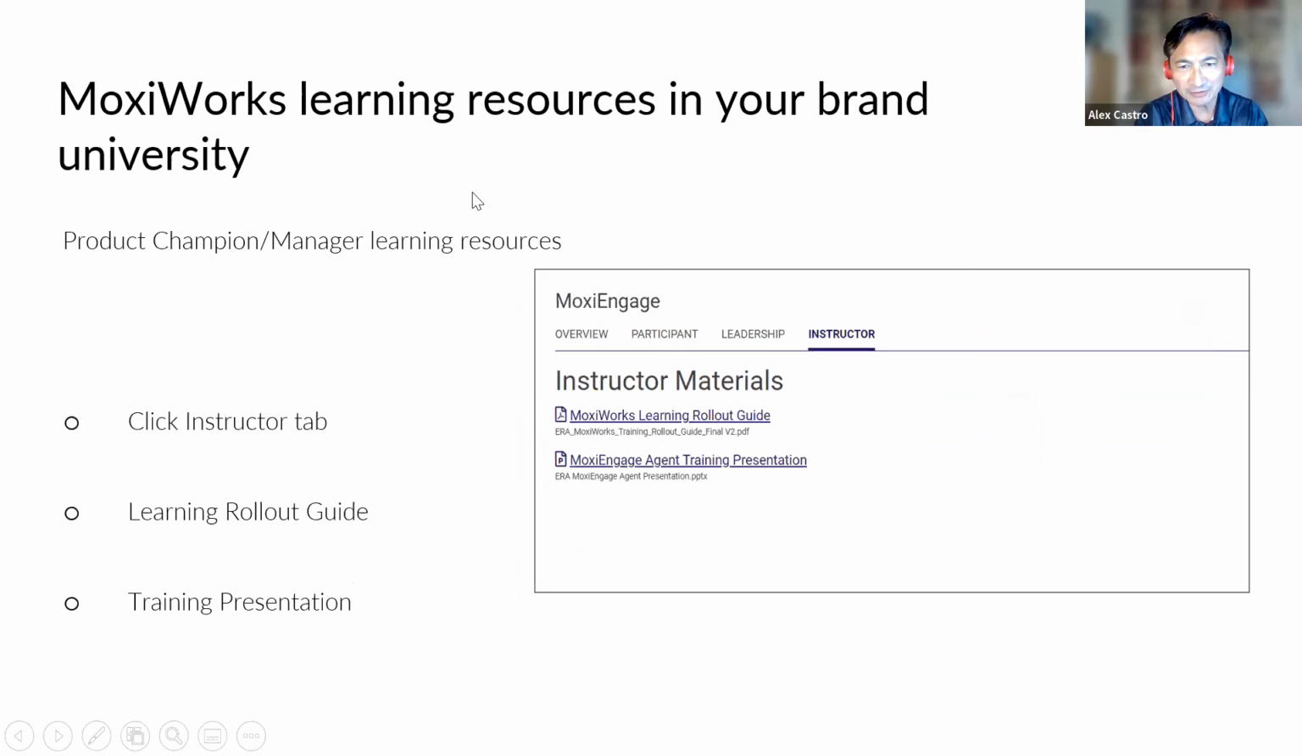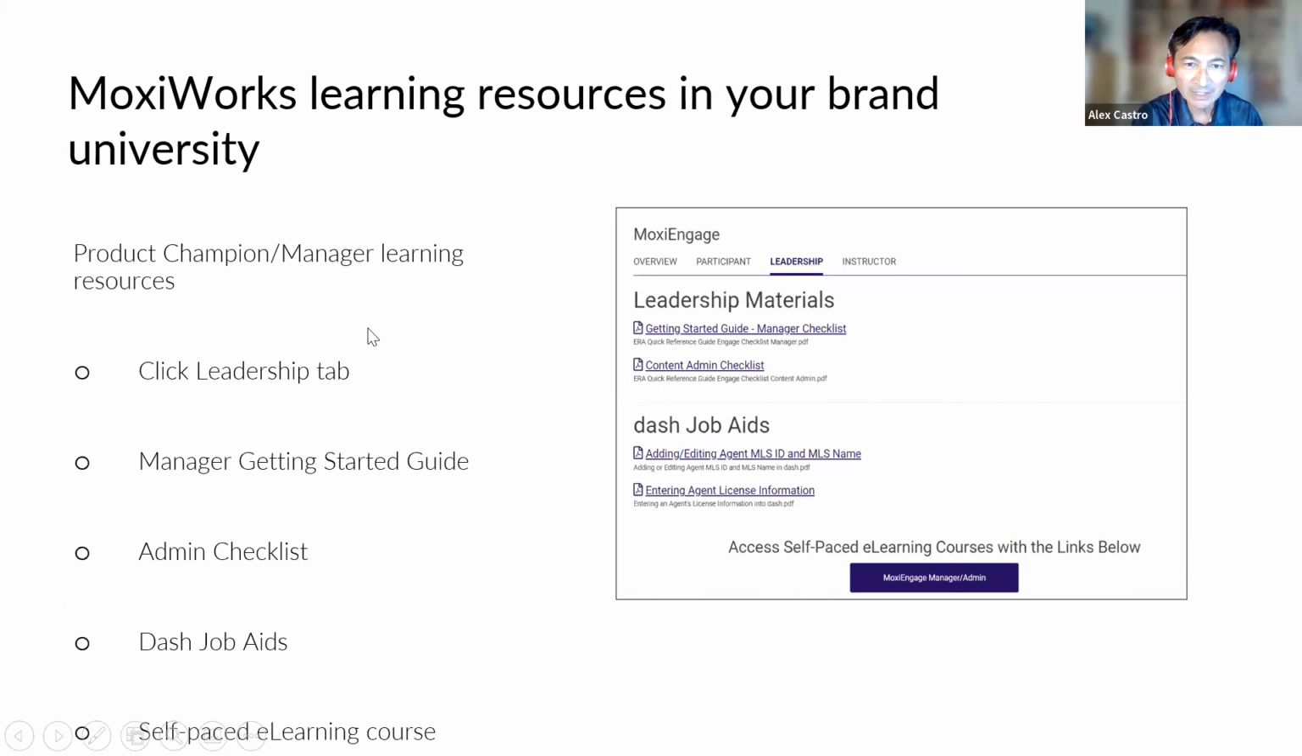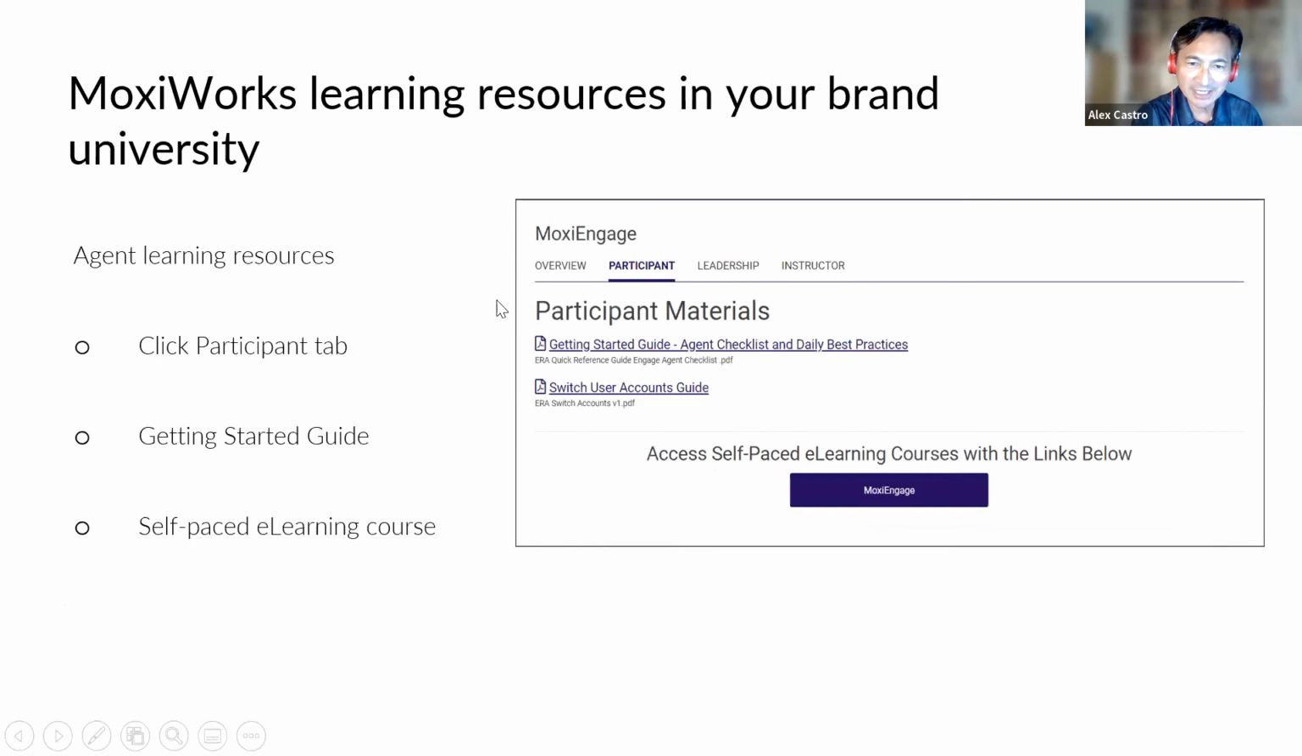It's huge. For your leadership team, instructors, there are instructor and leadership team tabs, where most likely the people on this call who are product champions already know about that. But you as an agent have all this information: getting started guides, self-paced e-learning courses, video links, things like that.